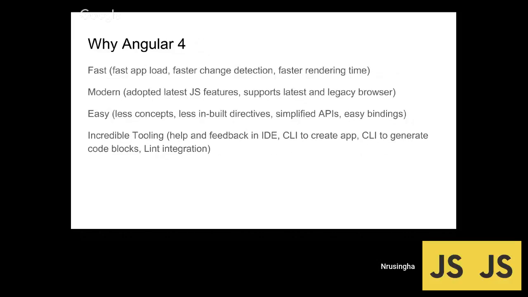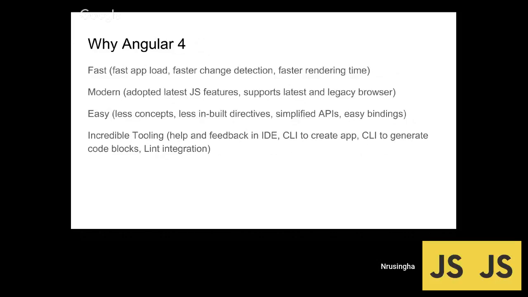So Angular 4 is fast and it's modern. Why is it modern? It's adopting all the latest JavaScript features. The ES6 features, and after that a few features, ES7 also. Now JavaScript is releasing its features per year. That's what the ECMA team has decided. And Angular 4 is adopting all those new JavaScript features, and it's supporting all the latest and legacy browsers. That's why it's modern.